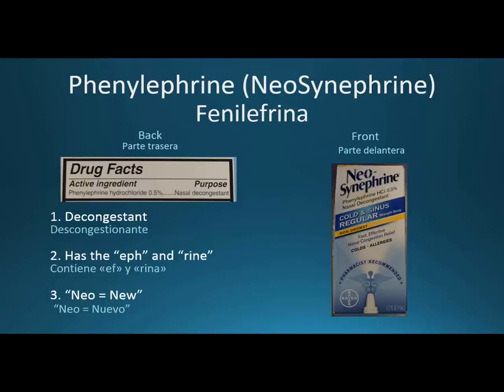Phenylephrine is neosynephrine, so phenylephrina. We see the PHs become Fs again in Spanish. So phenylephrine becomes phenylephrina. It's a decongestant, decongestionante. And it has the F in rin, so contiene rina. And neo means new. That sort of works, where neo becomes nuevo, and you see the N, E and O in nuevo.